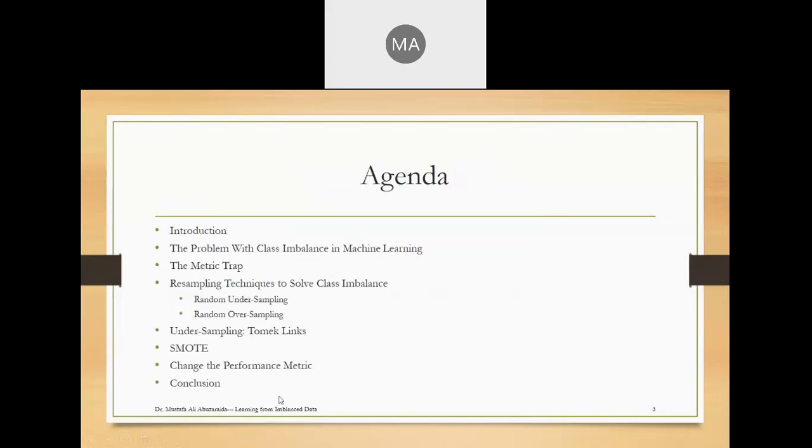So the agenda, it's about this topic, introduction and so forth. Let's talk fast so as to use the time.